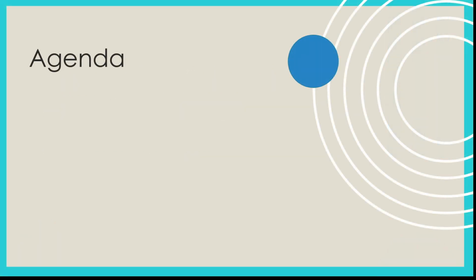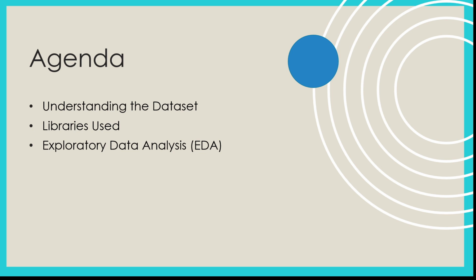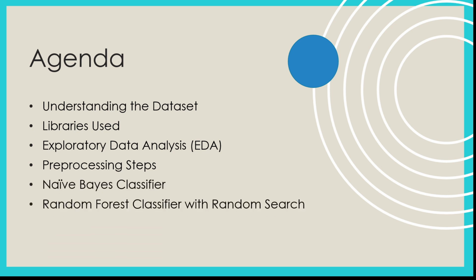The steps on the agenda are as follows. First, I needed to understand the dataset I was working on. Then, I needed to import Python libraries which will significantly help with the task. Then, I did some EDA to analyze and investigate the data. Then, I needed to do some data pre-processing so the model can train well on the data. Then I trained three models: naive Bayes classifier, random forest classifier with random search hyperparameter tuning, and XGBoosting classifier with random search hyperparameter tuning.